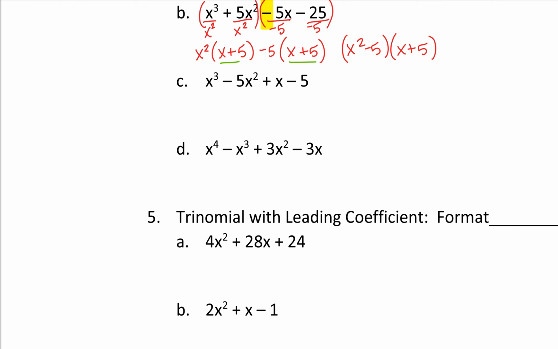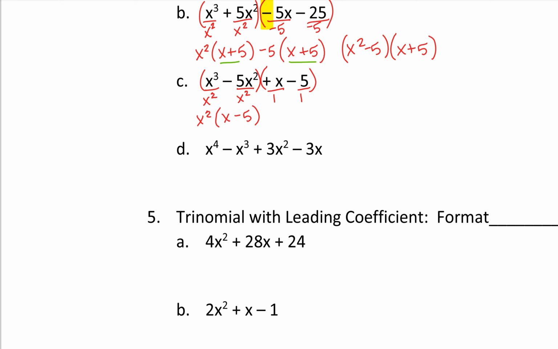Again, I'm grouping the first two and the second two. What do they have in common? Well, in this case, we only have x's in common, and it's the smallest one, so I get x squared. My next one, they don't technically have anything in common, but for the sake of visuals, I know that they both have a 1 in common. So I do my division, pull out that x squared. I'm left with x minus 5.